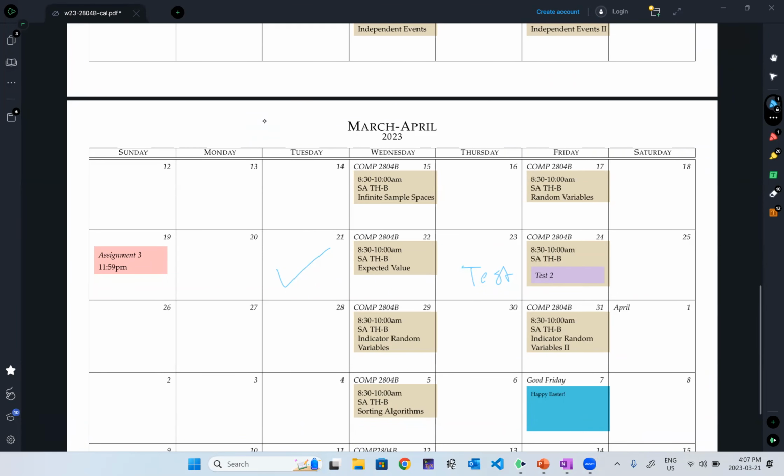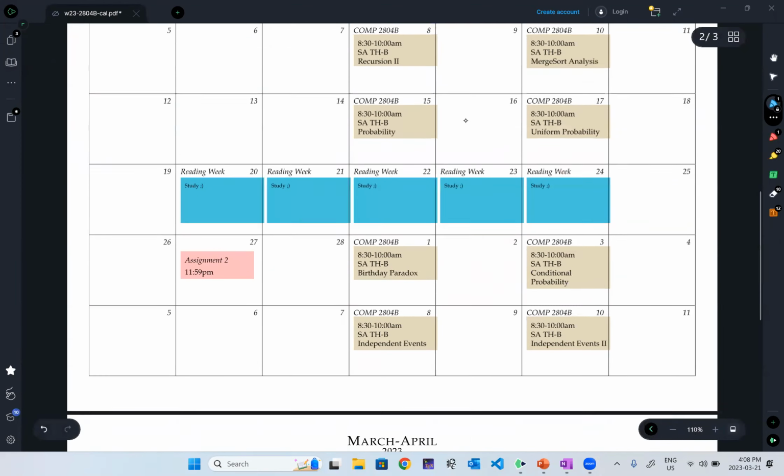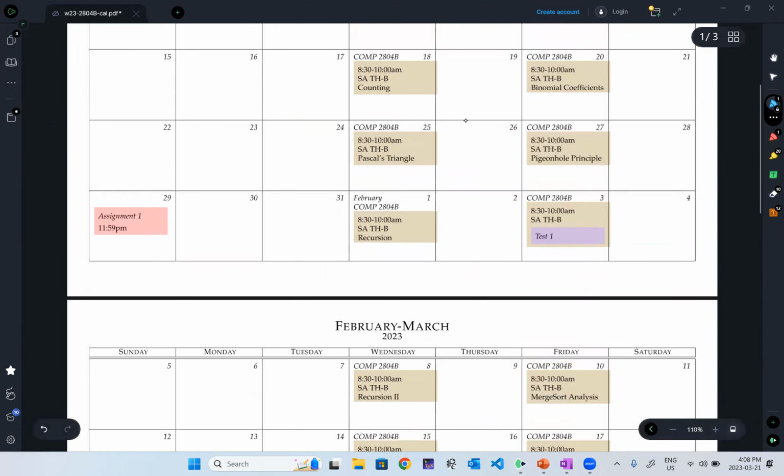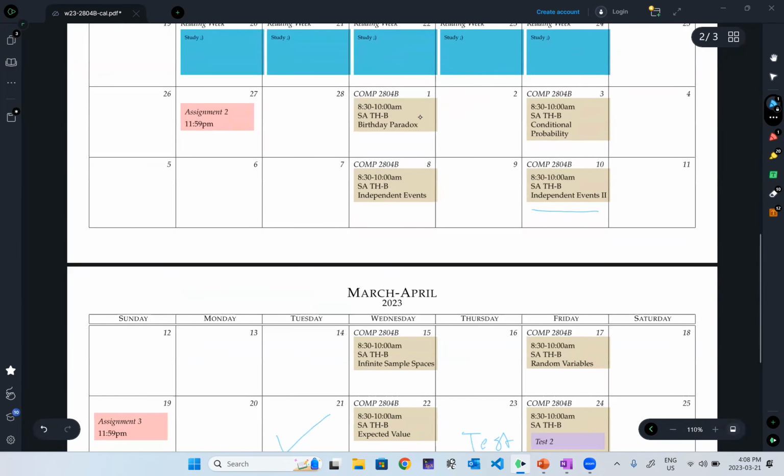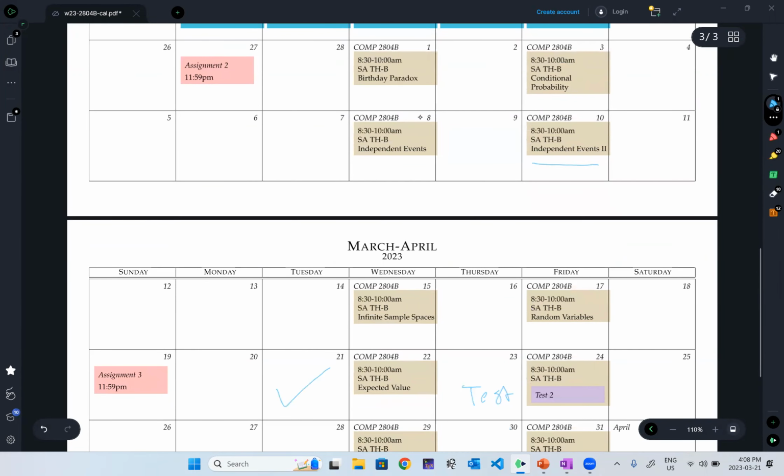What is covered on test two? Test two covers from the pigeonhole principle all the way up to independent events. So basically up till the 10th. Infinite sample spaces and random variables will not be on this test. Basically it's going to be a lot of recursion and a lot of probability.